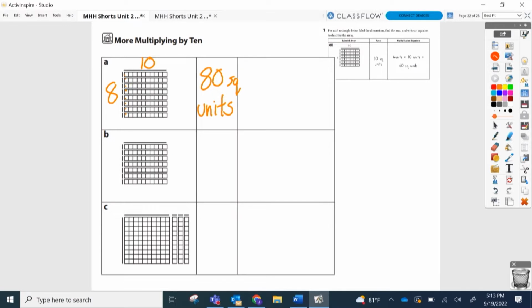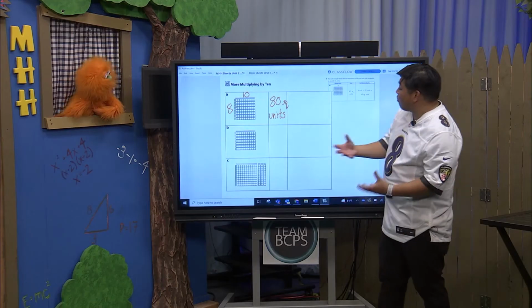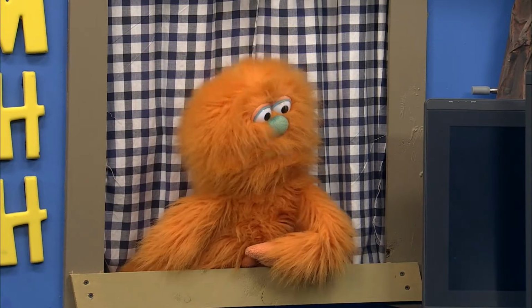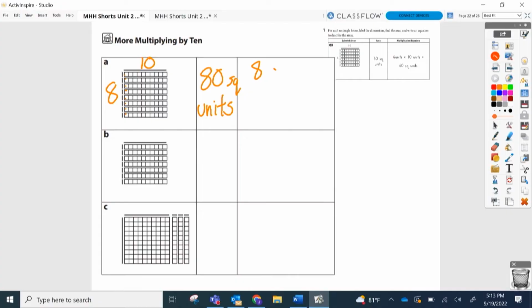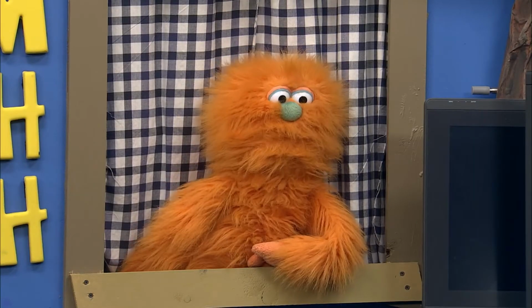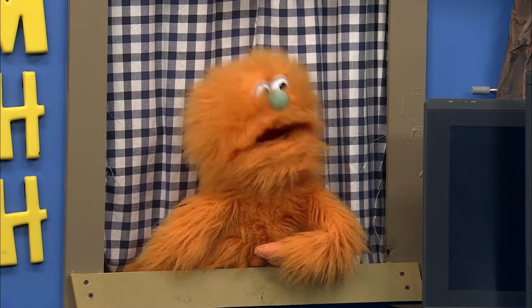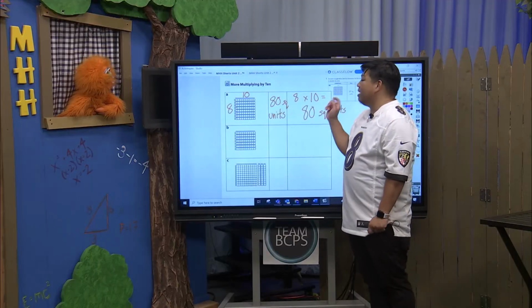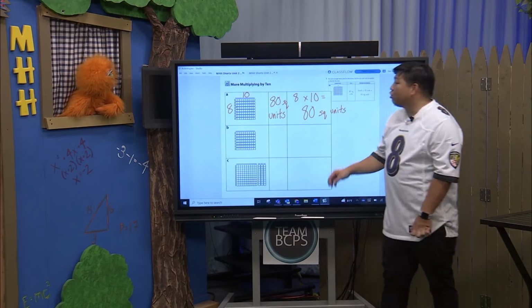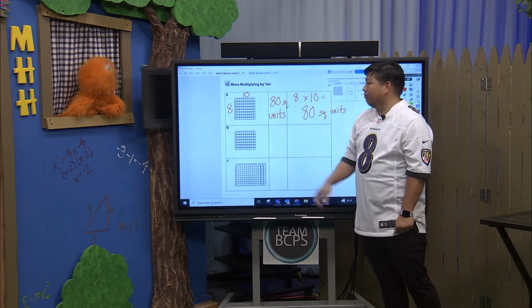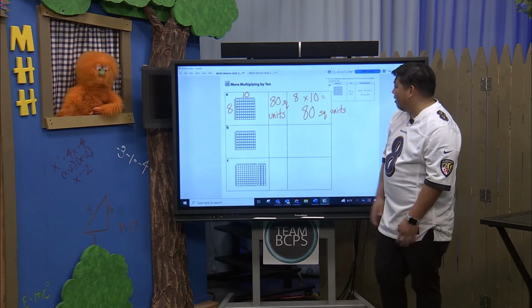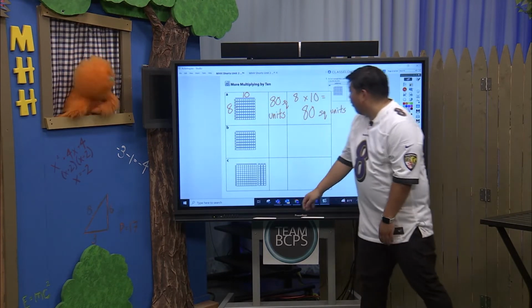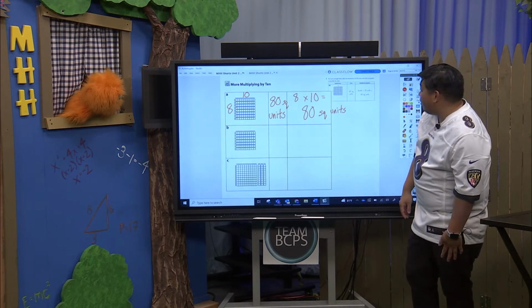What multiplication equation can we use to describe what we just did? You could say 8 times 10. We have 8 units times 10 units, and that gave us a total of 80 square units. And I guess we should put 8 square units times 10 square units, right? It would be 8 units times 10 units. You get the square units after you multiply them, because it makes a square. Yep, that's right. All right, so let's go ahead and do the next one.